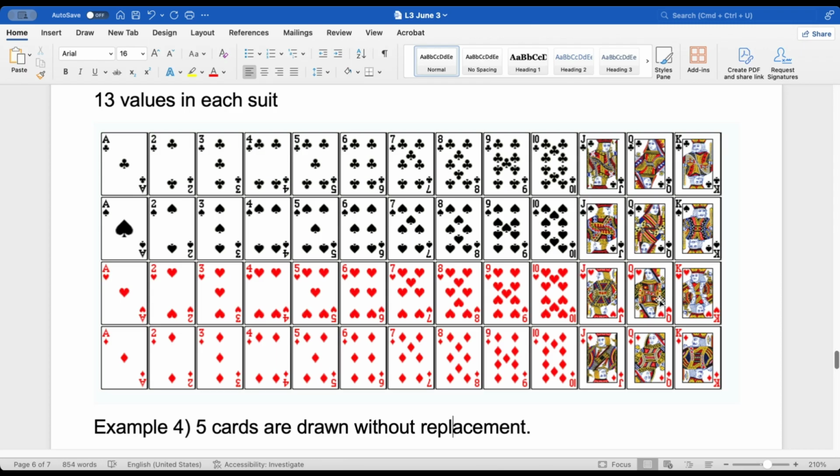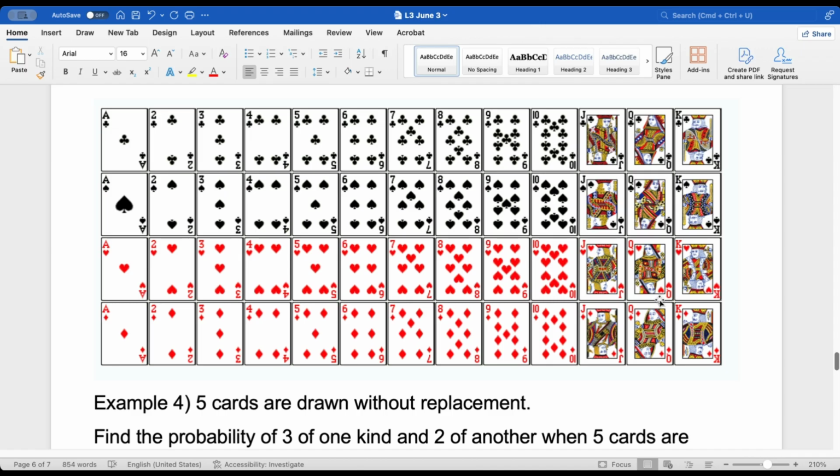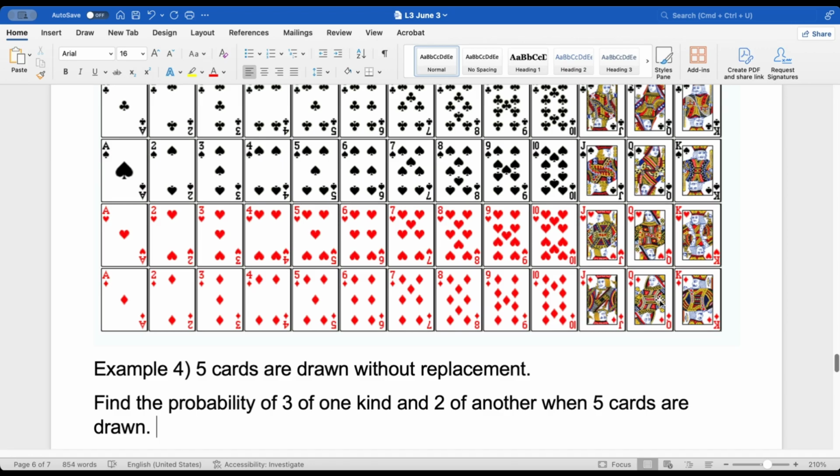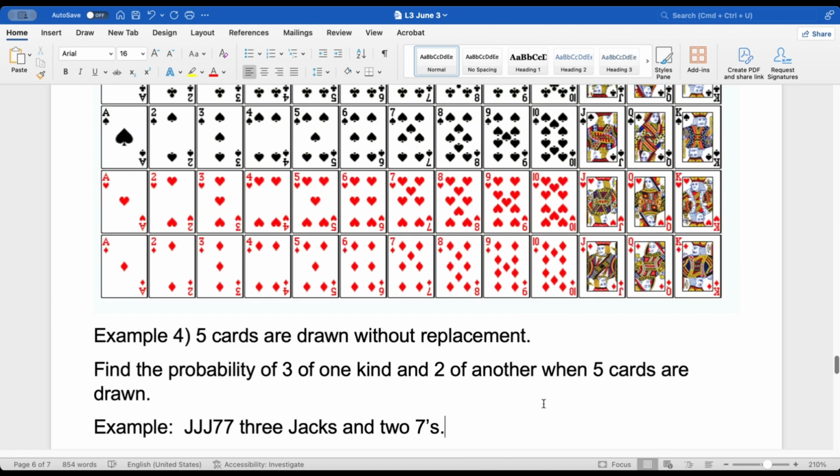All right, back to the cards here. This problem's going to be a little bit more detailed, going back to some of the counting techniques we did in the first 2 lessons. 5 cards are drawn without replacement from a standard deck of 52. Find the probability of 3 of one kind and 2 of another. So an example of this would be getting 3 jacks and 2 sevens.